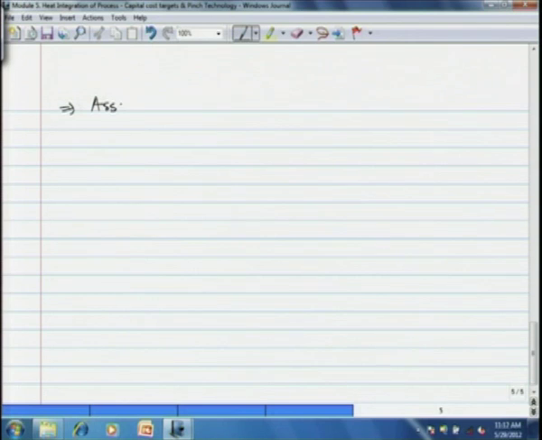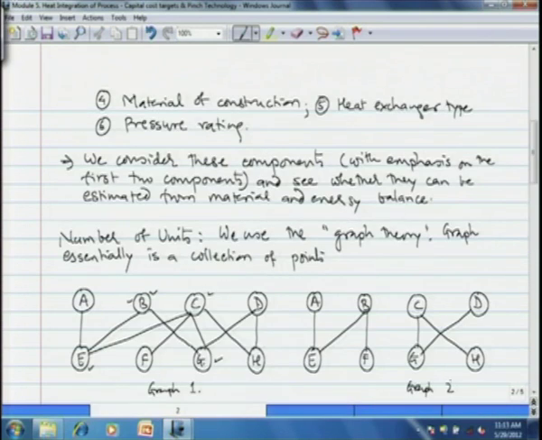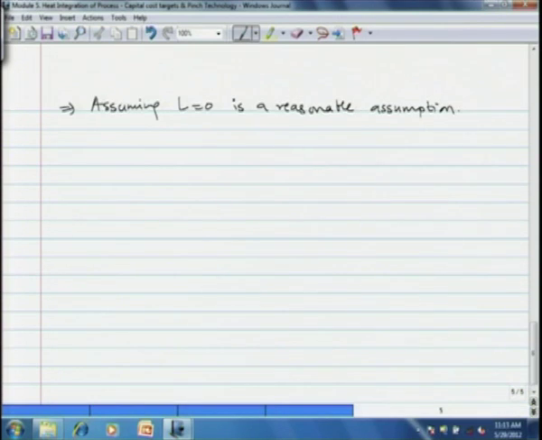Assuming L to be 0 is a reasonable assumption, because in a process all of the points will be connected one way or the other. So, the number of independent loops will be 0. As we saw in the case of this graph 2, where there were 2 components, the number of loops was high. So, in a process having many streams that are coupled to each other, assuming L equal to 0 is a reasonable assumption.